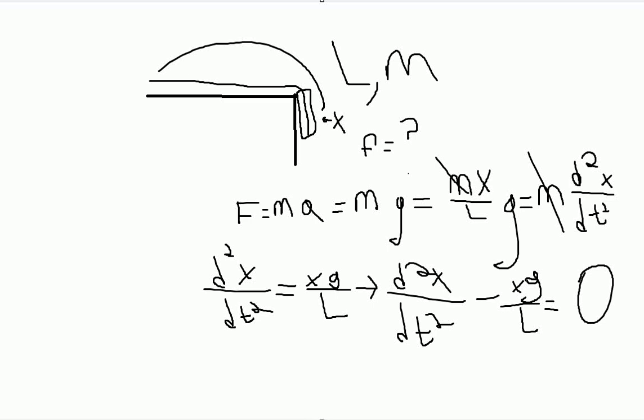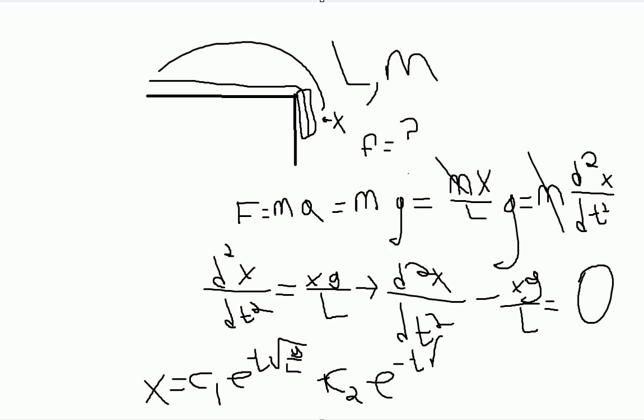If you guys are familiar with differential equations, the solution for x is going to be the following: c1 times e to the t times the square root of g over L, plus c2 times e to the minus t times the square root of g over L. So that's what it's going to look like.